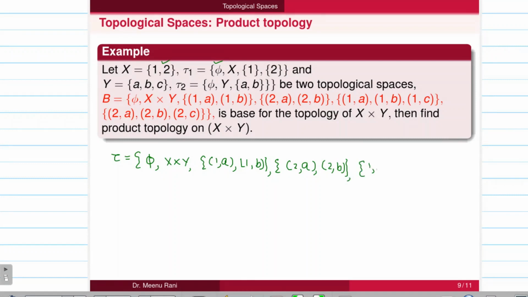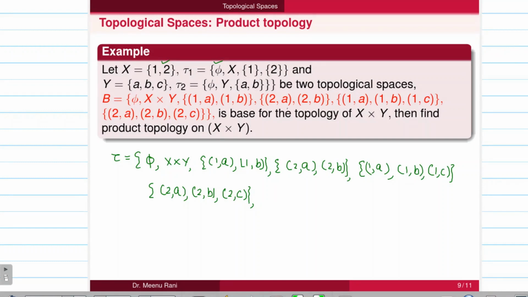Phi union 1A, 1B, 1C. Phi union 2A, 2B, 2C. Thus all the members of the base are members of the topology also. There are other members also.